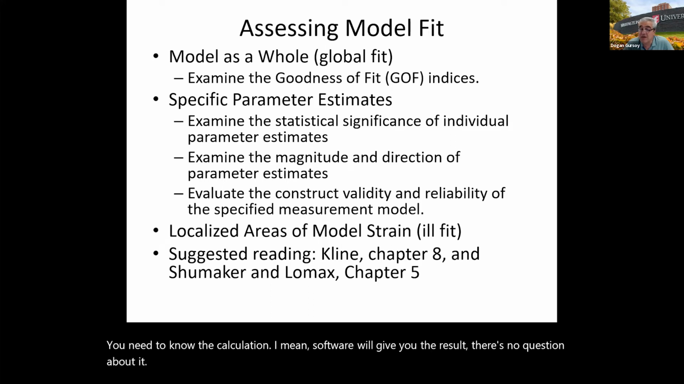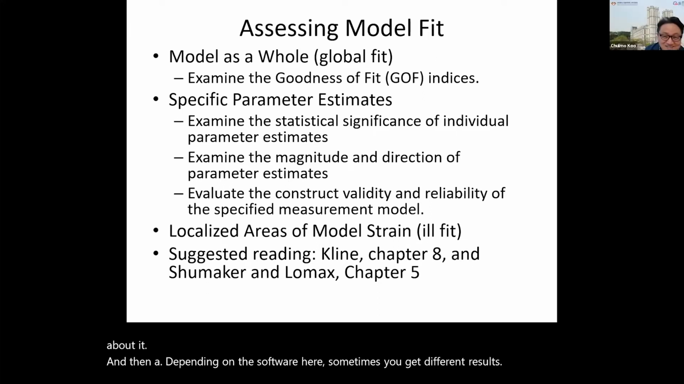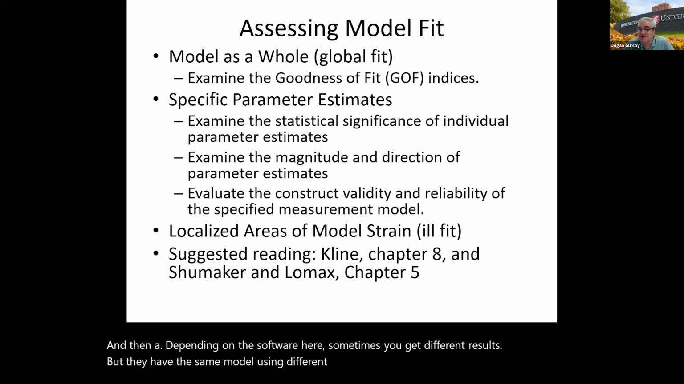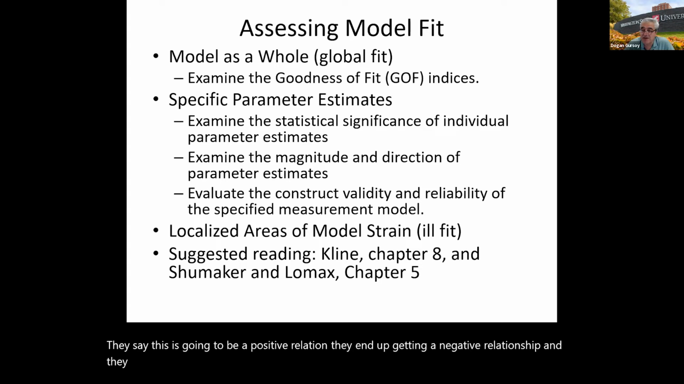Depending on the software, you sometimes get different results. If you test the same model using different software, you get different results. Not that different, but slightly. And then you need to look at the estimations. You need to examine the statistical significance of individual parameter estimates, and their magnitude and direction. Sometimes people get a weird direction. They say this is going to be a positive relation, they end up getting a negative relationship, and they cannot explain it.